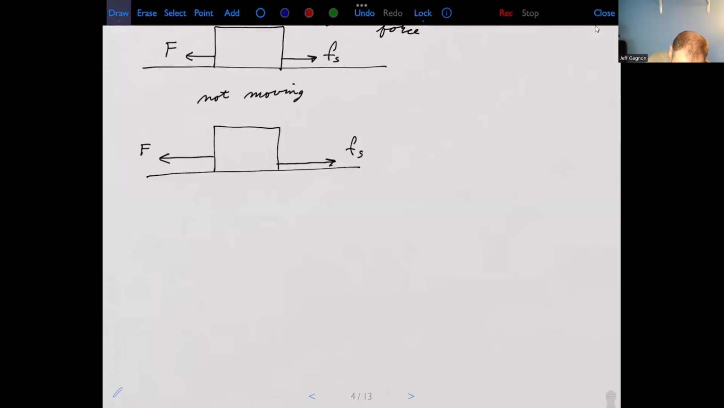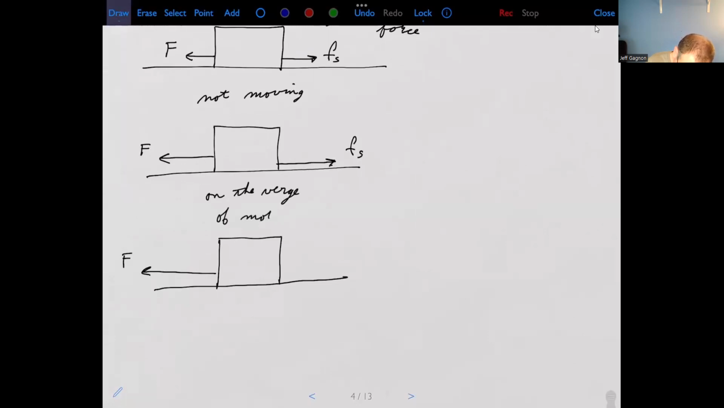Let's say you keep doing that until the object is on the verge of motion. So now I pull even harder, so I have an even longer force here. And I'm going to say the object is on the verge of motion. So it's just ready to start moving. So now the force that is going to resist it is still a static frictional force, right? Because it's not moving yet. But now it's the largest that that static frictional force can be. So we call this FS max. So the largest that the static frictional force can be is FS max.